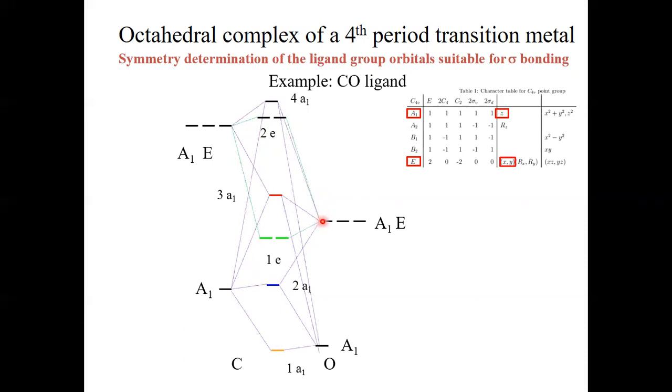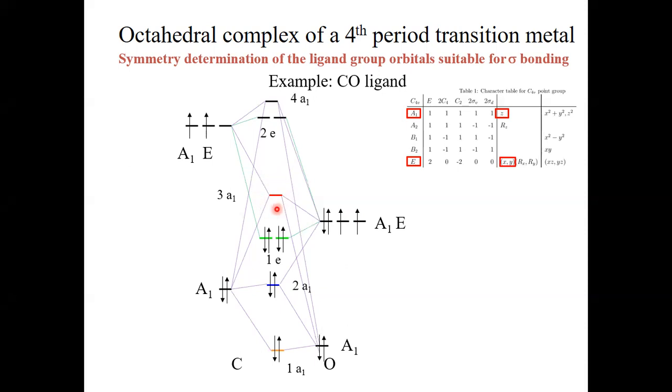So now what's left to do is to fill the electrons into the orbitals. How many electrons do we have available? Well, the carbon has 4 valence electrons, and the oxygen has 6 valence electrons, so we have overall 10. That means we fill the 1A1, so we have 2, the 2A1, that gives 4 electrons. Then we fill these two 1E orbitals, now we have 8 electrons.